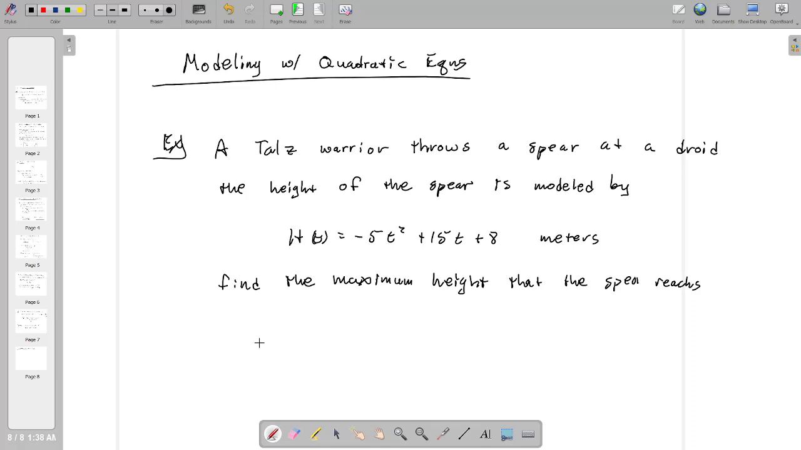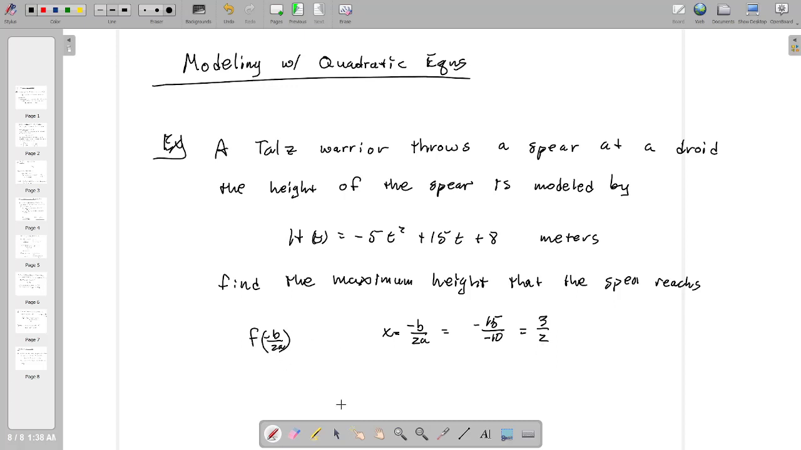Well, if we're just looking for the maximum height, all we need to find is f of negative b over 2a. This is the y value of the maximum or minimum. Here we have a maximum because we have a negative a. We need to figure out what negative b over 2a is because that's where the maximum will occur. And this is, of course, negative 15 divided by 2 times negative 5, so negative 15 over negative 10, which will be 3 halves.